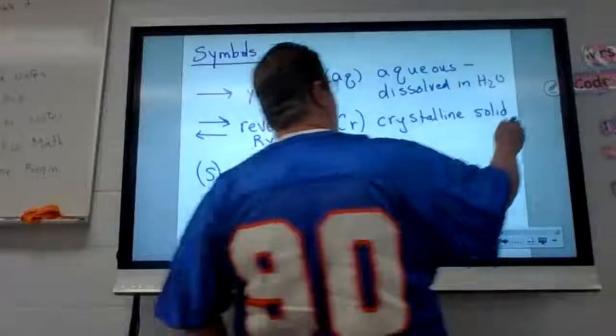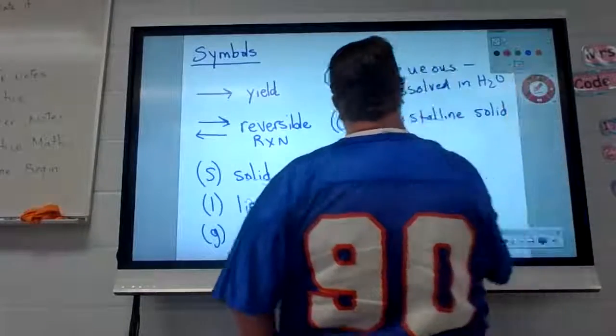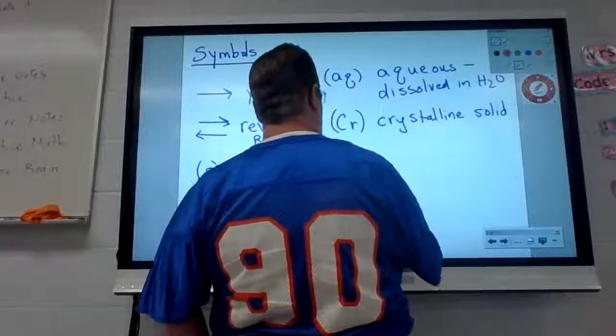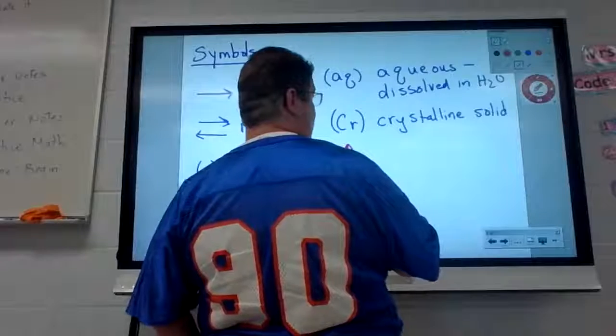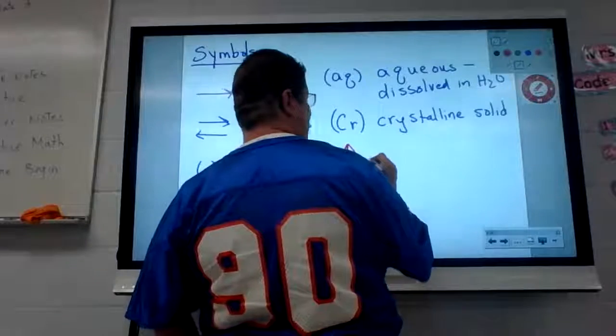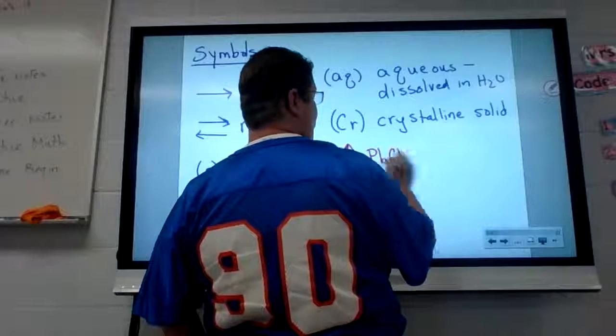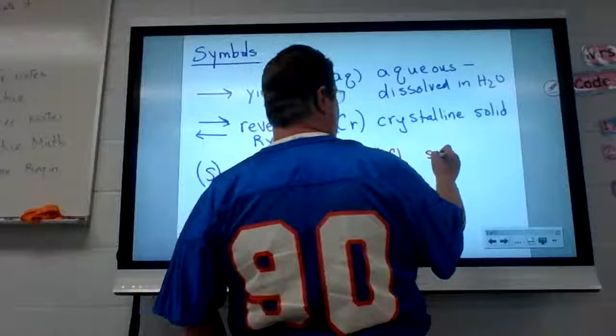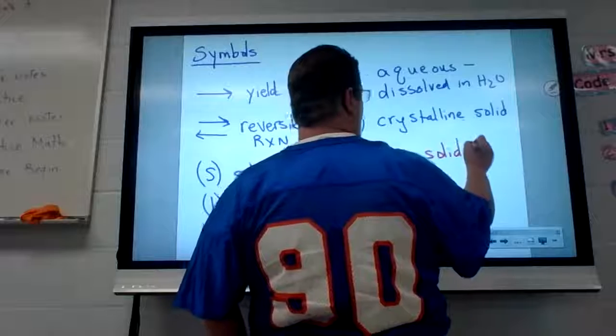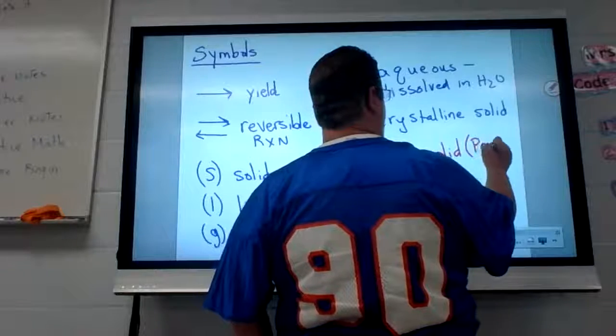Now, we can also use different kinds of arrows. For example, we can say up arrow or down arrow. If we write an up arrow beside a compound, like PbCl2, that means a solid or a precipitate is produced.